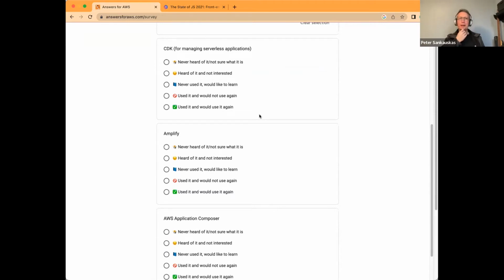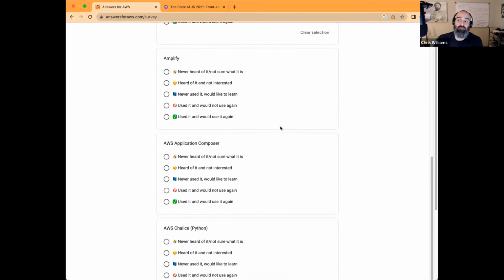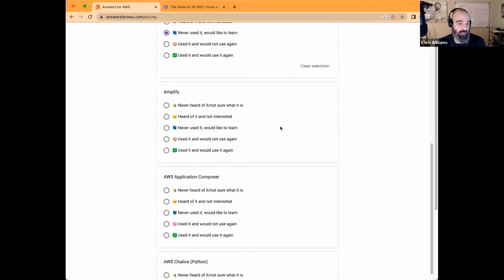Got it. And this is the one and only service, I think, that I repeated in this survey, because I've seen a lot of folks talk about using CDK to go and manage serverless as well. That makes a lot of sense if you're already writing in JavaScript or TypeScript to run your infrastructure through TypeScript. So that's the one service that I've actually repeated in here. That makes sense. Cool. So I'm going to mark most of these never used it and would like to learn.